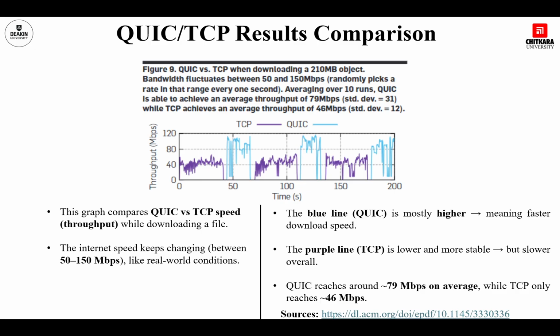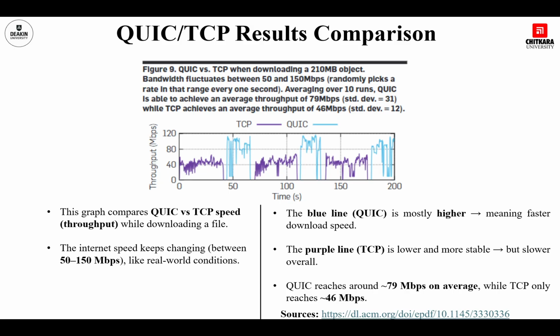Here is the results comparison that I took from a research paper. This image is from a research paper, and I have cited it. We can see in the figure QUIC versus TCP when downloading a 210 MB object. The bandwidth fluctuates between 50 and 150 Mbps, randomly picking a rate in that range every second. QUIC is able to achieve an average throughput of 79 Mbps, whereas TCP only has an average throughput of 46 Mbps. That is a significant difference.